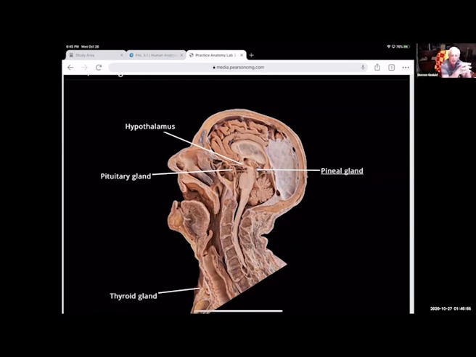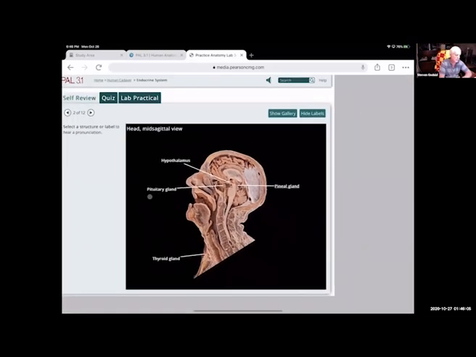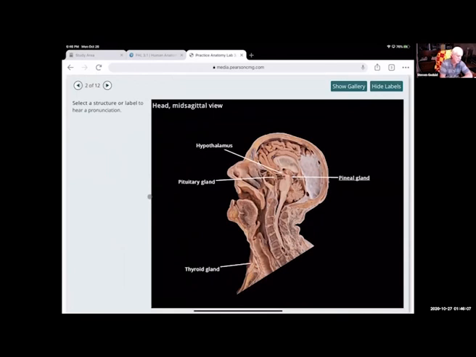Behind the thyroid gland, there are four little nodules. What are those called? Parathyroid glands. All right, perfect. So you've got the hypothalamus, pituitary gland, pineal gland, and the thyroid gland.